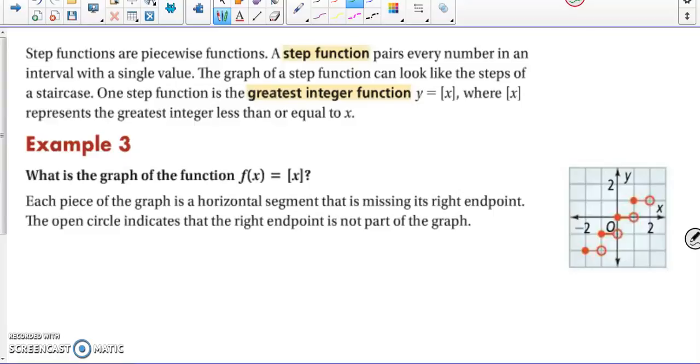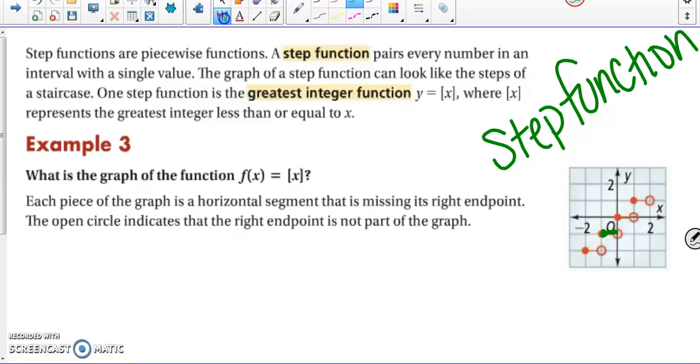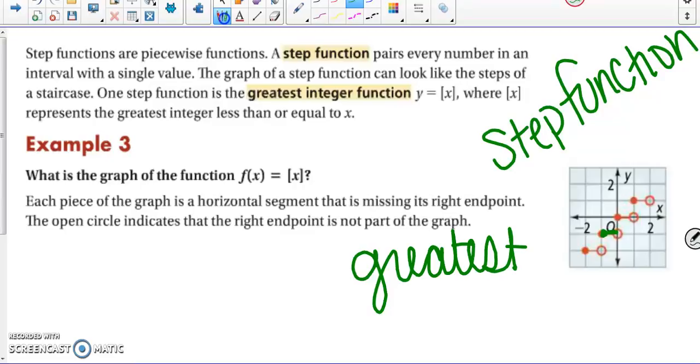And here we have each piece of our graph is a horizontal segment, but is missing its right endpoint. And the reason this is still a function is because that open circle indicates that that right endpoint isn't part of the graph. But there is a point right above each of those endpoints that is going to be for the next integer. And this is an example of a step function. And specifically, this is our greatest integer function.